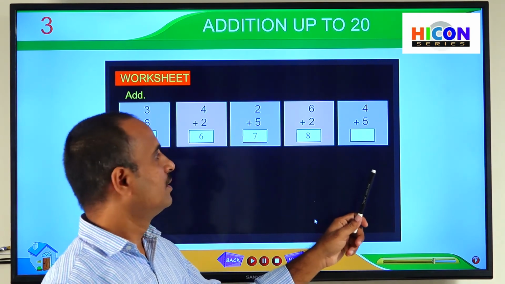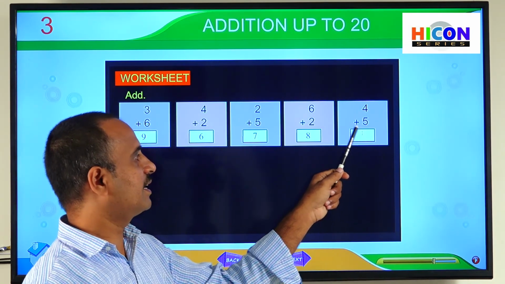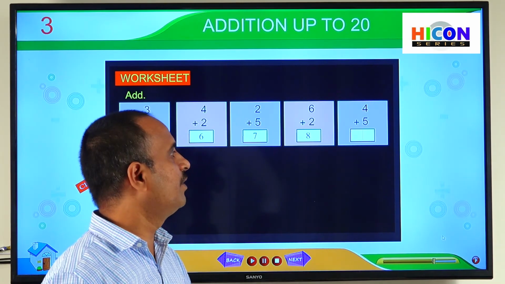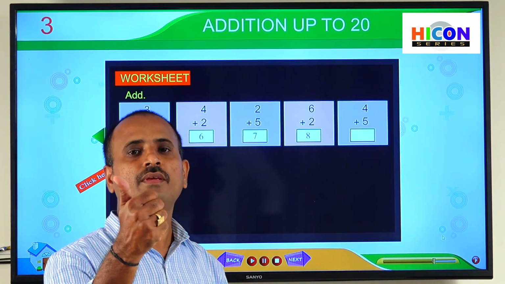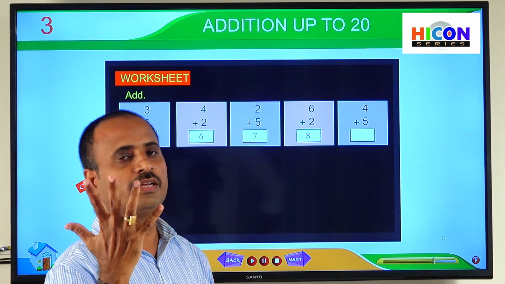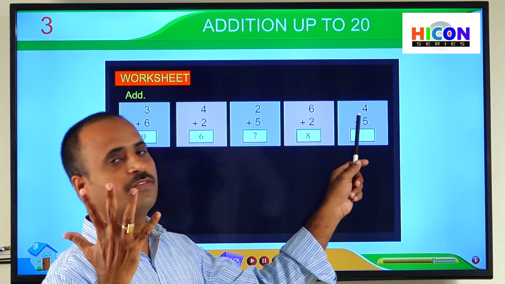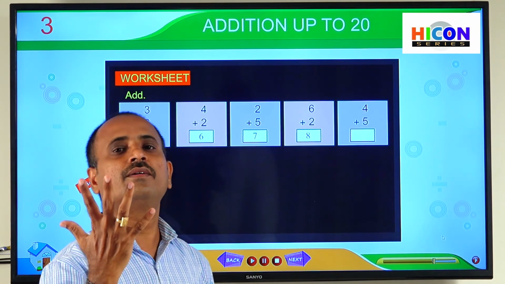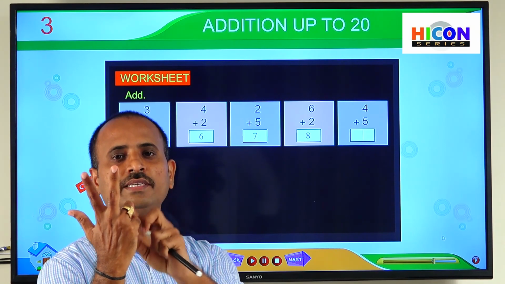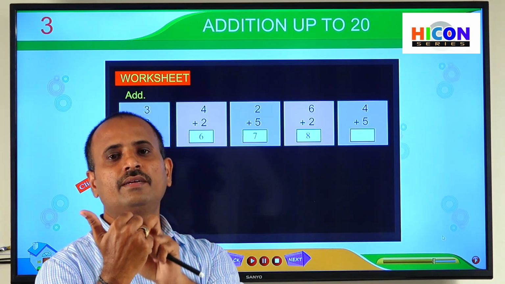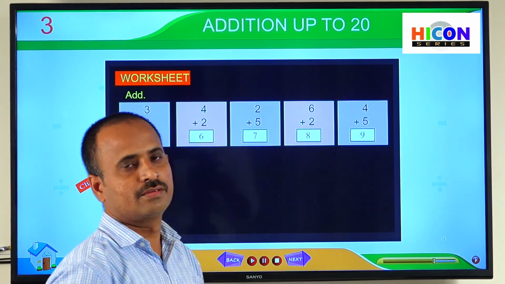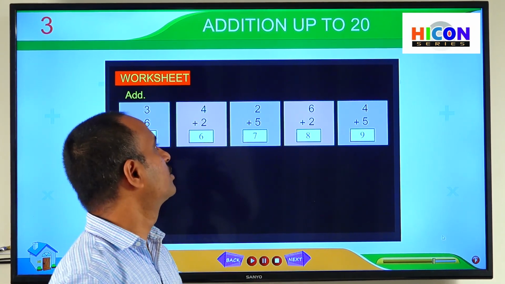So see the last addition. Here the first number is 4 and the second number is 5. Now we have to add these 2 numbers. So what is the second number? 5. So open 5 fingers of your hand. That is 1, 2, 3, 4 and 5. And start counting after the first number. So what is the first number? 4. After 4 we will get 5. So start counting from 5. It is 5, 6, 7, 8, 9. So the sum is 9. So write 9 here. So children, this is the worksheet and the worksheet part is completed.